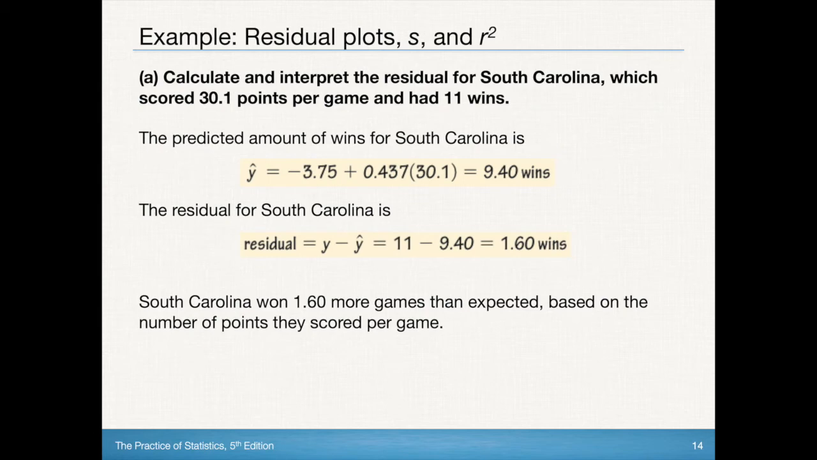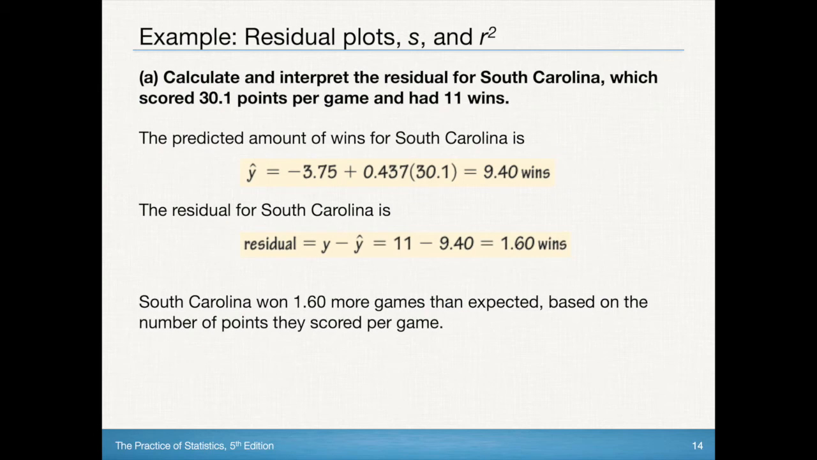The first thing is representing the fact that we are referring to this as the observed value is more than the predicted value. So this would be a case of underestimating the number of wins. The predicted value was 9.4, but the actual value was 11. So it underpredicted the number of wins that South Carolina was going to get.